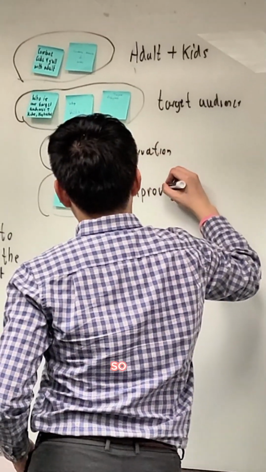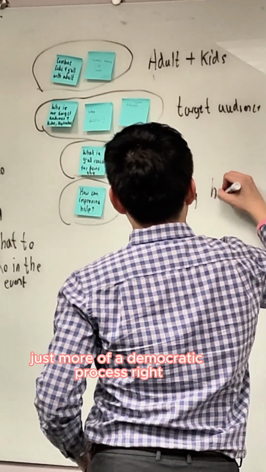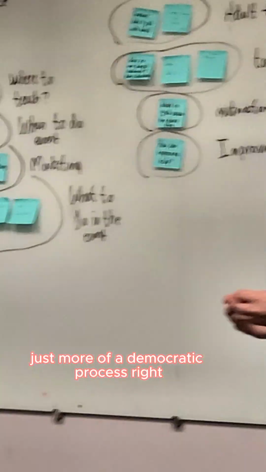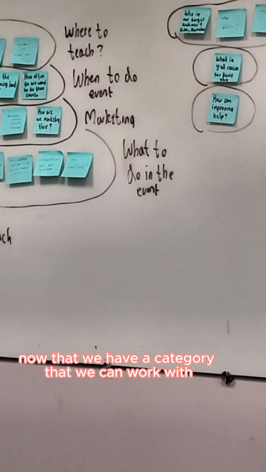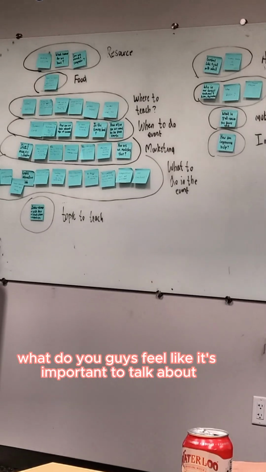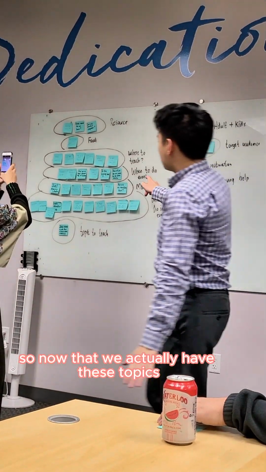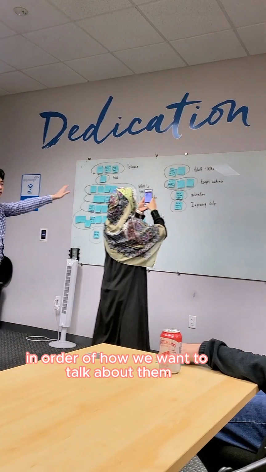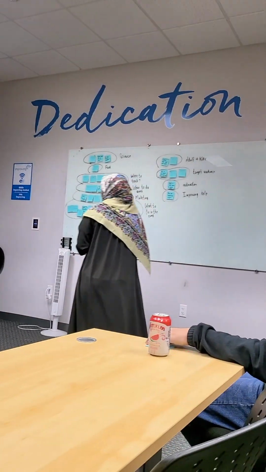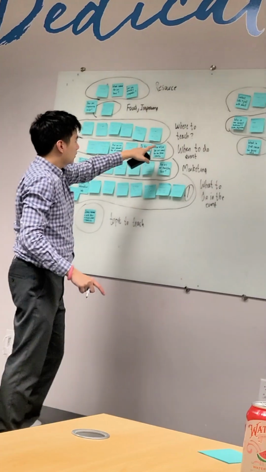Yeah. So, just more of a democratic process, right? Now that we have a category that we can work with, what do you guys feel like is important to talk about? So, now that we actually have these topics, I could put these in order of how we want to talk about them. So we have a discussion, we put a timer on it.